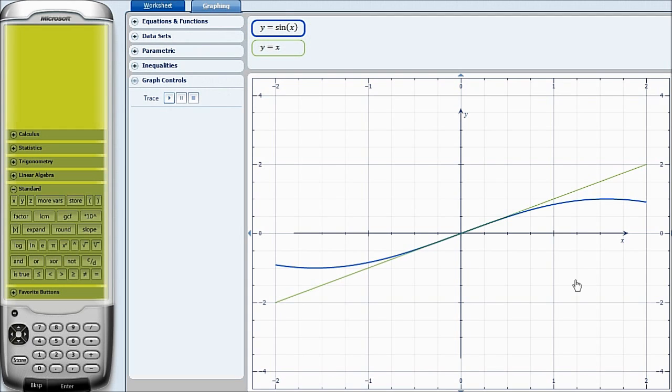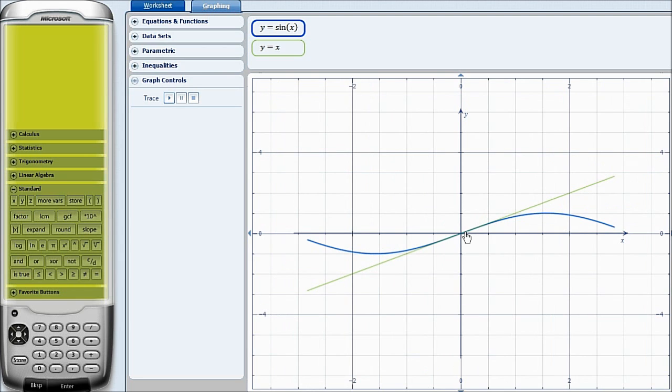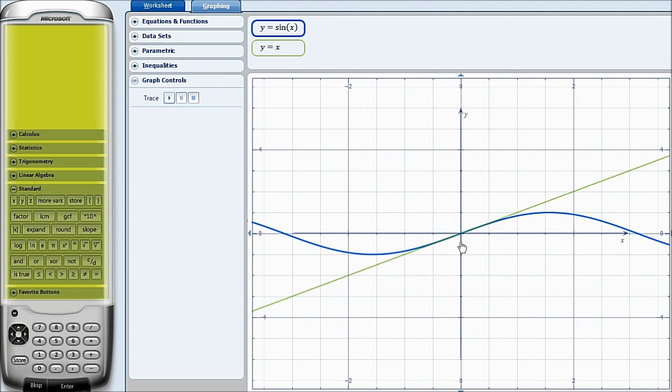Now what you're looking at here is a Microsoft Math calculator, and we're looking at the sine curve. In fact, let me go ahead and zoom out a little bit so you can see. The blue curve is a sine curve, and the green curve is y equals x. So we have sine of x and y equals x. And as we zoom in, get really close to x equals 0, you see my x values now range from negative 0.5 to positive 0.5.